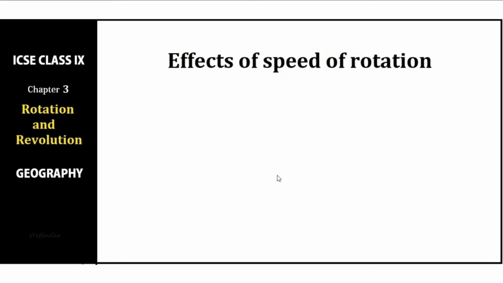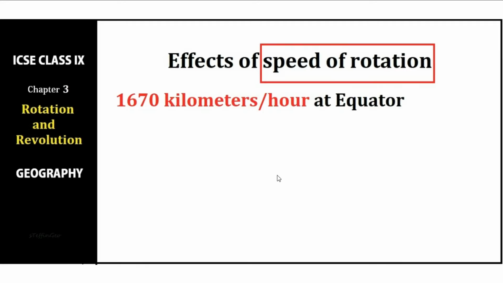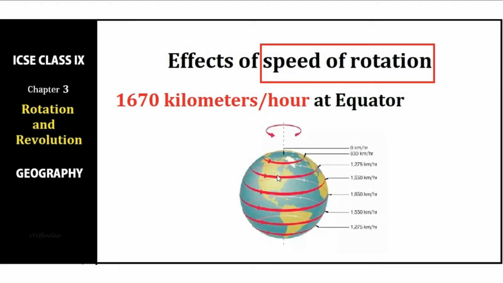Now the effects of the speed of rotation, right? Before we see what the effects are, we have to understand what the speed of the rotation of the Earth is. The speed of the rotation of the Earth is 1670 kilometers per hour at the equator. That means the speed is not the same everywhere. At the equator the speed is maximum, and it is 1670 kilometers per hour.